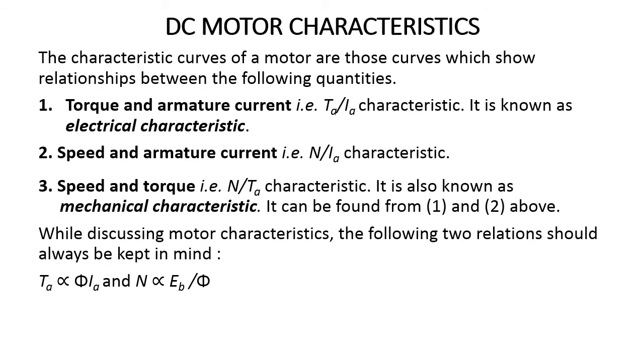To draw these characteristics, in order to discuss the motor characteristics, the following two relations should always be kept in mind: Ta is directly proportional to phi into Ia, and N is directly proportional to Eb by phi.